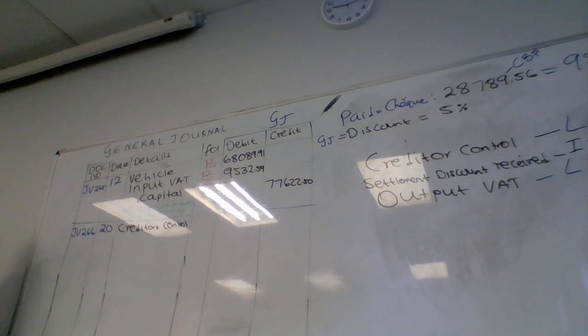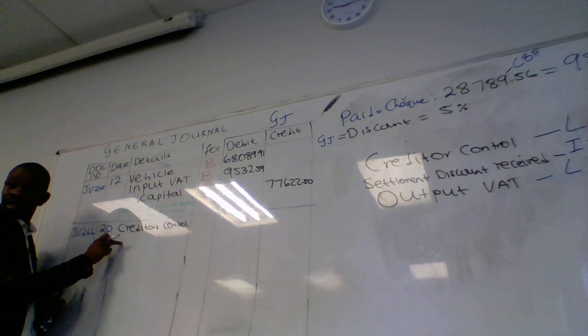Settlement discount. Debit or credit? How do I record it? Sorry? How do I record it? Here. No. Here. Yeah, in detail. Here. Yeah. Here. No, right.